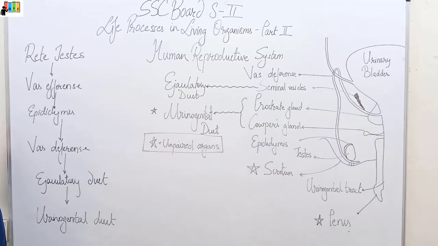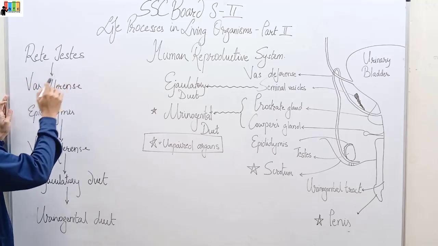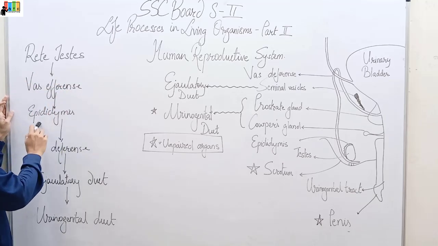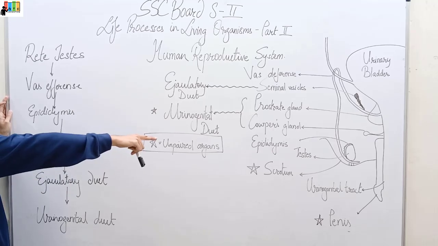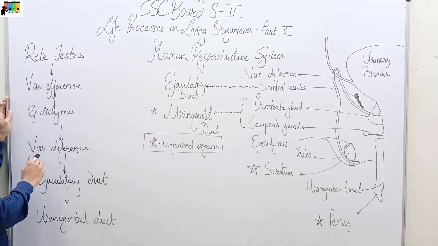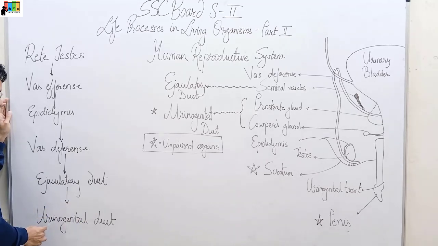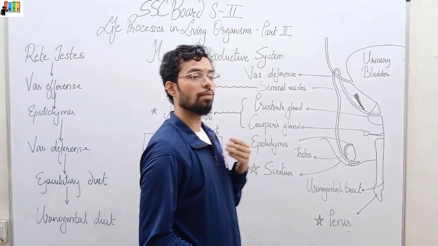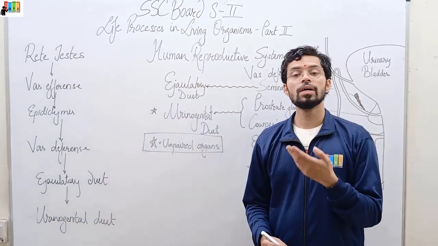So this is what is shown here in the flow chart. So please remember it. It will be easy for you to memorize. So first is your testes, then you have your vasa efferentia, epididymis, the upper layer that I have showed over there over your testes, the vas deferens, then your ejaculatory duct, followed by your urinogenital duct. Now, this is the route of passage for your sperms.